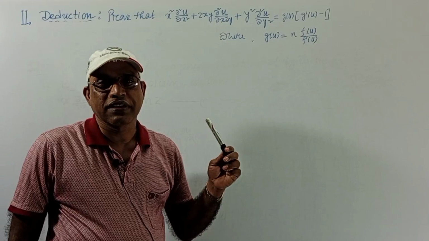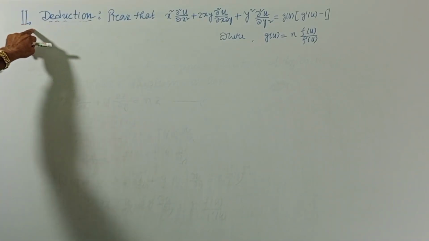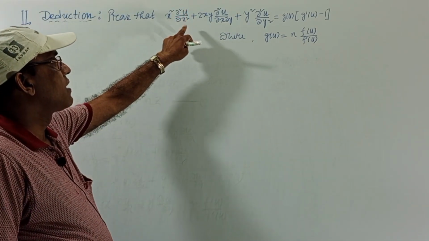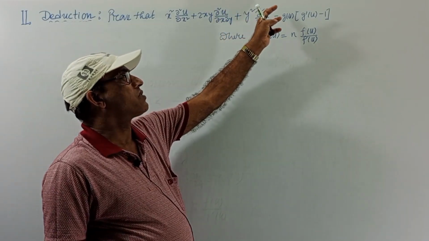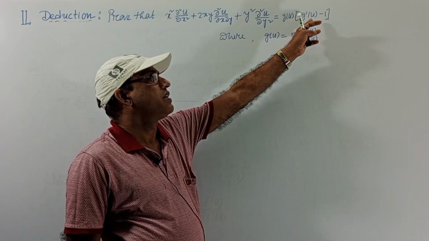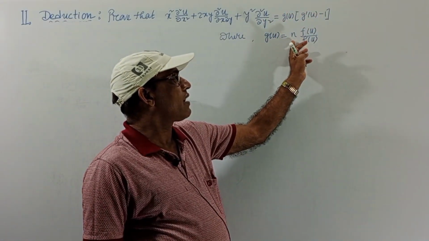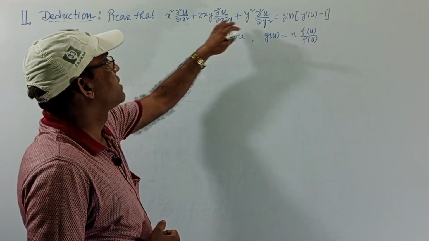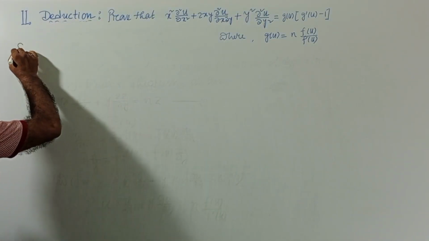Now next, consider this problem, Euler's theorem deduction 2. Prove that x square del square u del x square plus 2xy del square u del x del y plus y square del square u del y square equal to g of u into g dash u minus 1, where g of u equal to n f u by f dash u. We have to prove this. Now we consider the solution.